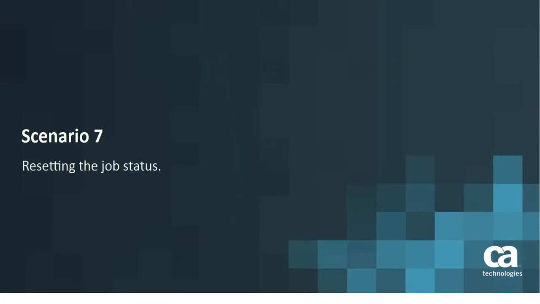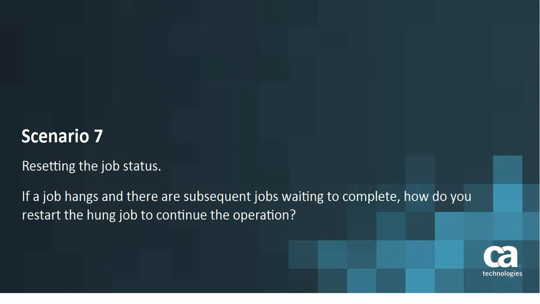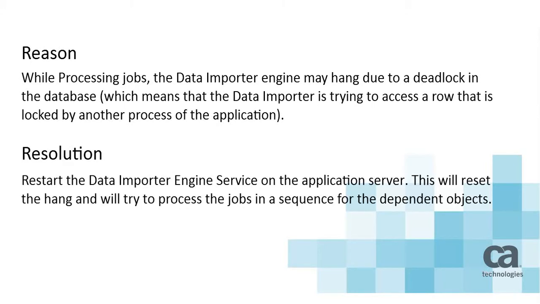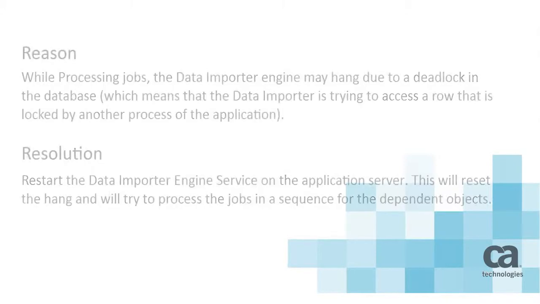Scenario 7. Resetting the job status. If a job hangs and there are subsequent jobs waiting to complete, how do you restart the hung job to continue the operation? While processing jobs, the data importer engine may hang due to a deadlock in the database, which means that the data importer is trying to access a row that is locked by another process of the application. To resolve this, restart the data importer engine service on the application server. This will reset the hang and will try to process the jobs in the sequence for the dependent objects.